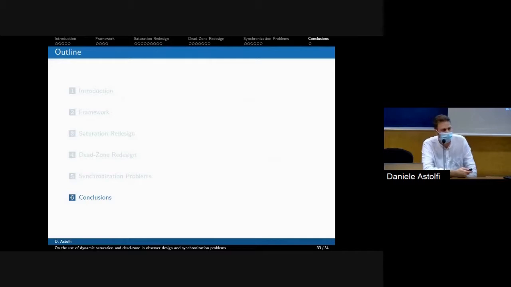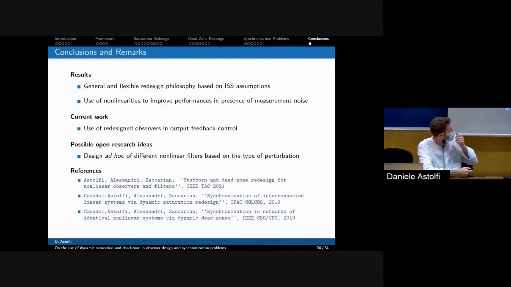So I'm going to the conclusion now. We provided a very general framework based on these two ideas of using saturation and dead zone to improve performance. What I really liked about this idea is that nonlinearities are used to improve performance, while in general we see nonlinearities as bad, something that destroys our properties. So it's the opposite, and it was really nice to be involved in this work.